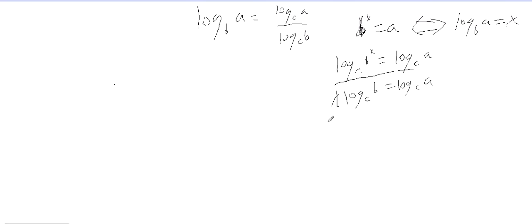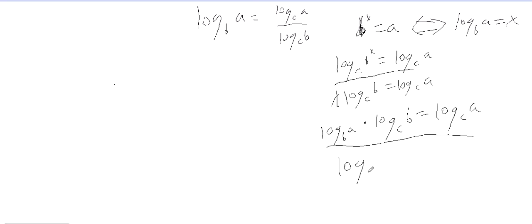We know what x equals though. So log base b of a times log base c of b equals log base c of a. Now if we divide both sides by log base c of b, that gets us log base b of a equals log base c of a over log base c of b.